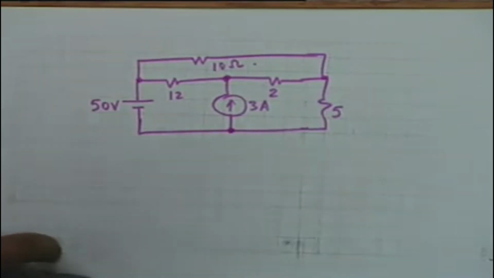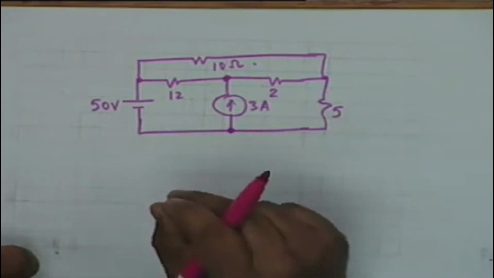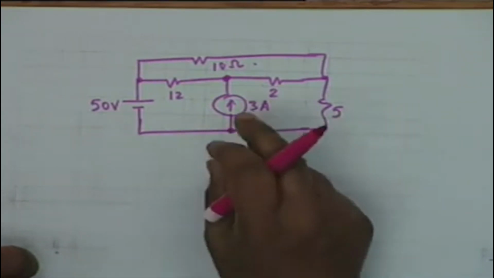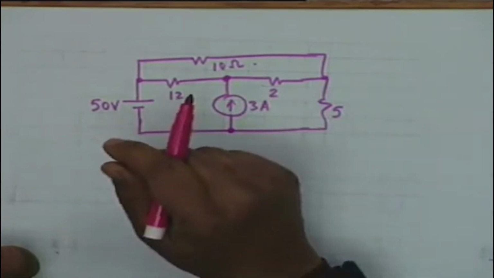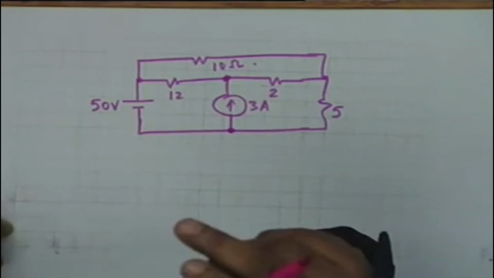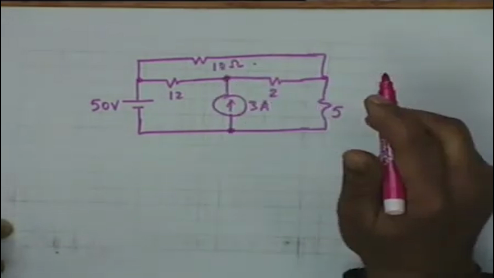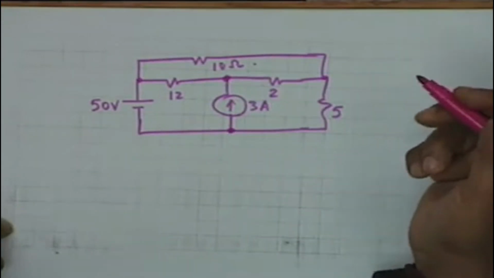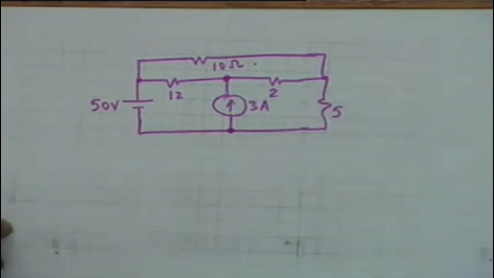What I was saying is that you should not formulate loops indiscriminately, because if a loop contains a current generator, then you are sunk, because you do not know the voltage drop across the current generator. So you cannot write a KVL equation for a loop which contains a current generator, and therefore I said the better strategy is to formulate branch currents. Alright, and this is what we did.